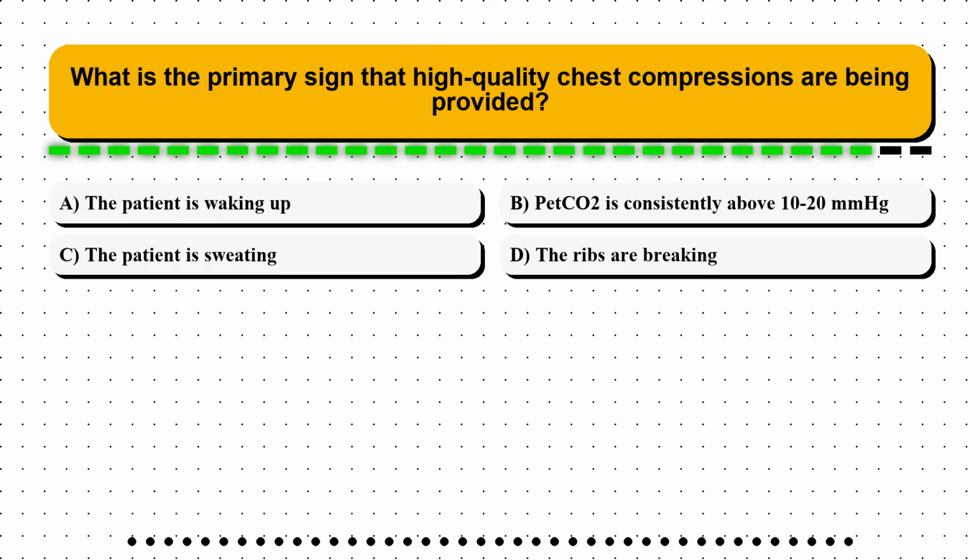Question 29. What is the primary sign that high-quality chest compressions are being provided? Option A, the patient is waking up. Option B, PETCO2 is consistently above 10 to 20 mmHg. Option C, the patient is sweating. Option D, the ribs are breaking.